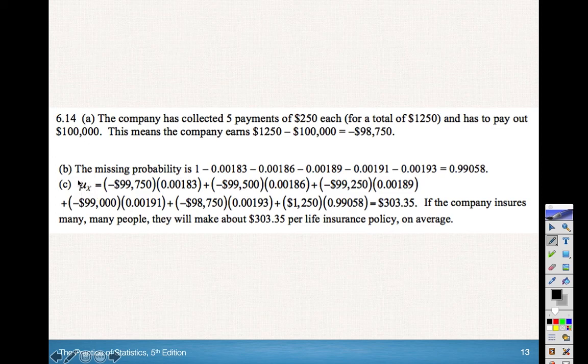What is the insurance company's mean? You put it in a calculator: outcome times probability, outcome times probability, add them all up, and it's $303. What does it mean? Interpret it. If the company insures many people, they will make about $303.35 per life insurance policy. Again, in many repetitions, they expect this amount.